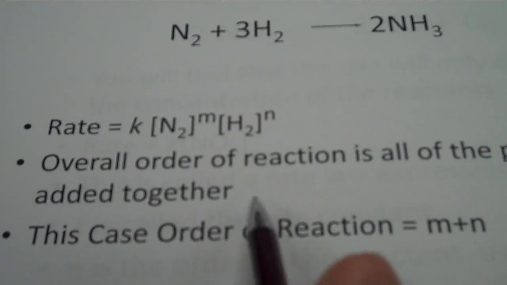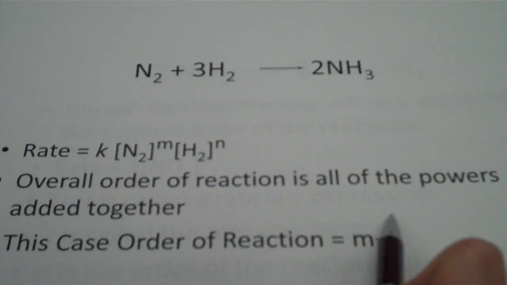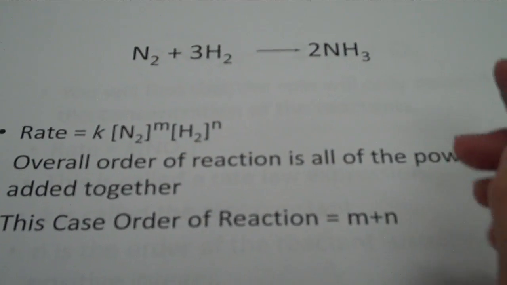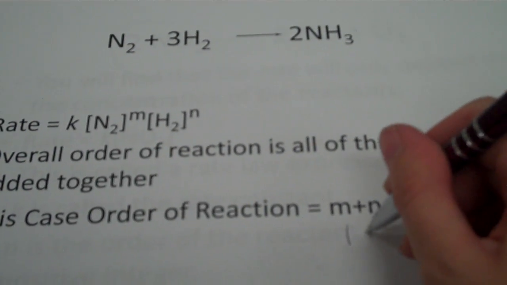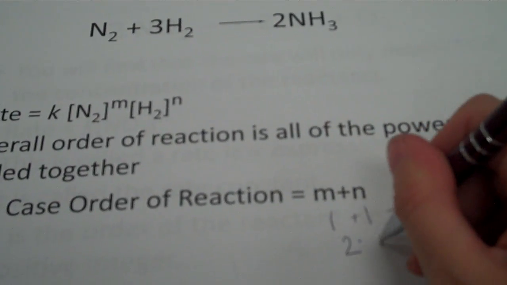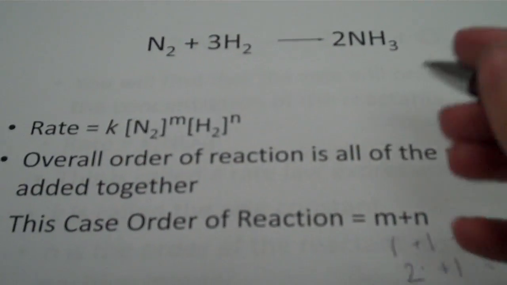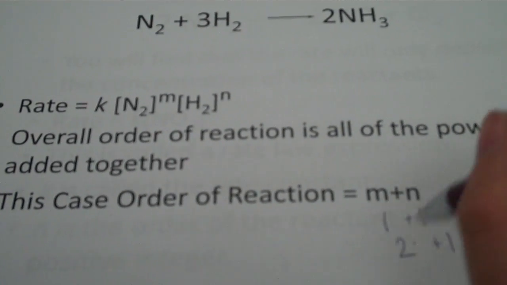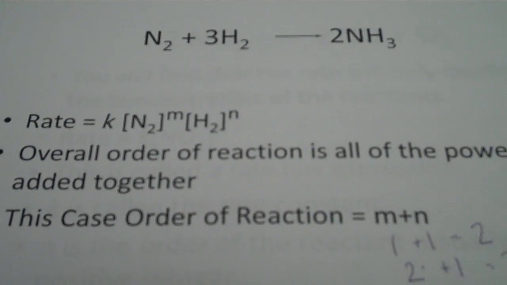The overall order of the reaction is all of the powers added together. So in this case, the order of the reaction would be M plus N. So if M equaled 1 and N equaled 1, the order of the reaction would be 2. Another thing that could be true is that if it was 2 plus 1, it would then be 3. So it's just if M and N equal different things, that would be how you determine the order, if you knew what M and N were equal to. Usually this has to be done experimentally.